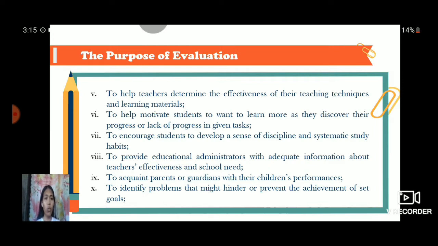Next is to acquaint parents or guardians with their children's performance. Of course, the parents and the guardians need to know what their children are doing at this school. Another purpose is to identify problems that might hinder or prevent achievement of set goals. An evaluation can also help determine the factors that prevent achieving the set goals, so that they can come up with more effective solutions.